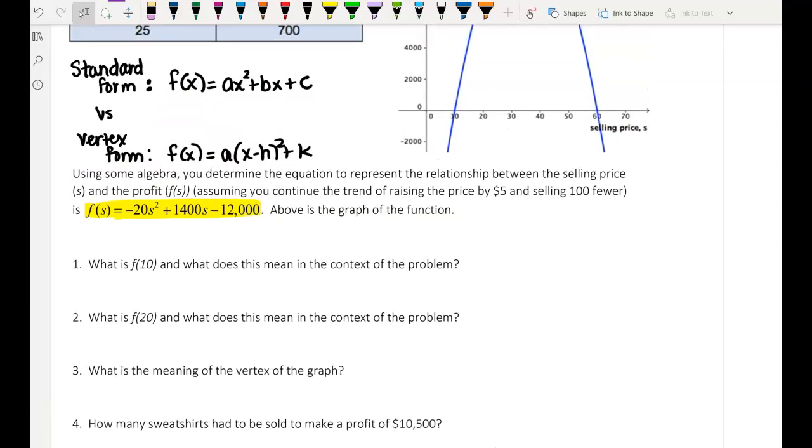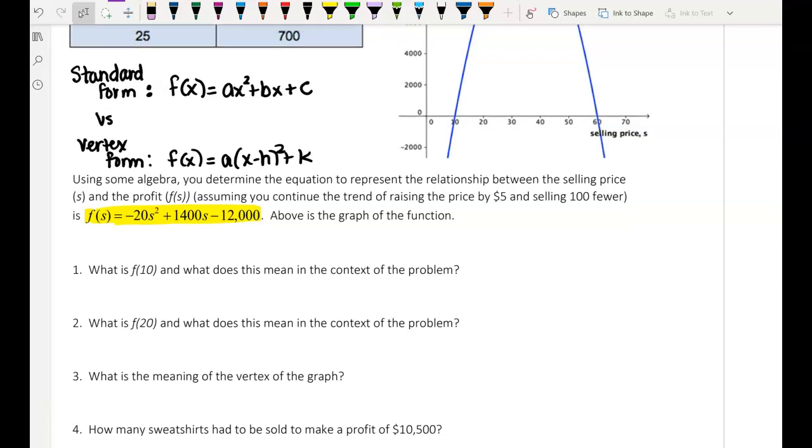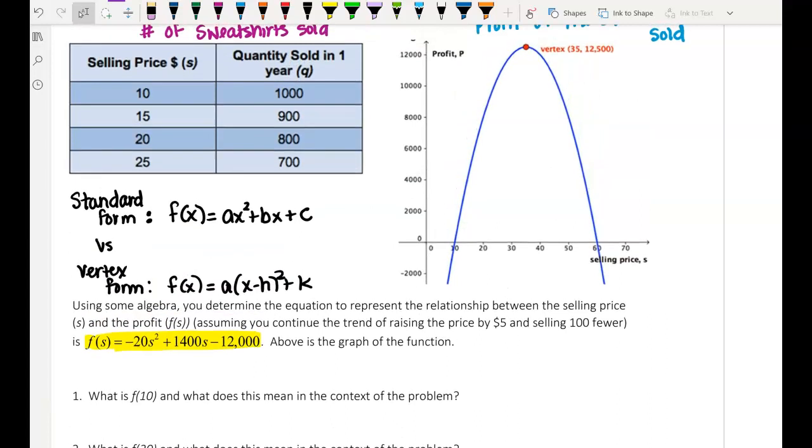You'll notice a lot of these questions talk about in context of the problem because this is a real life situation. In real life situations, we have to understand what these points of the graph mean. And in a real life situation, we don't always use all the points on the graph of the function because in real life, I can't sell for a negative price. I can have a negative profit. Something can cost more than I make, but I can't sell it for a negative $10. So we have to know in context of this problem what it means.